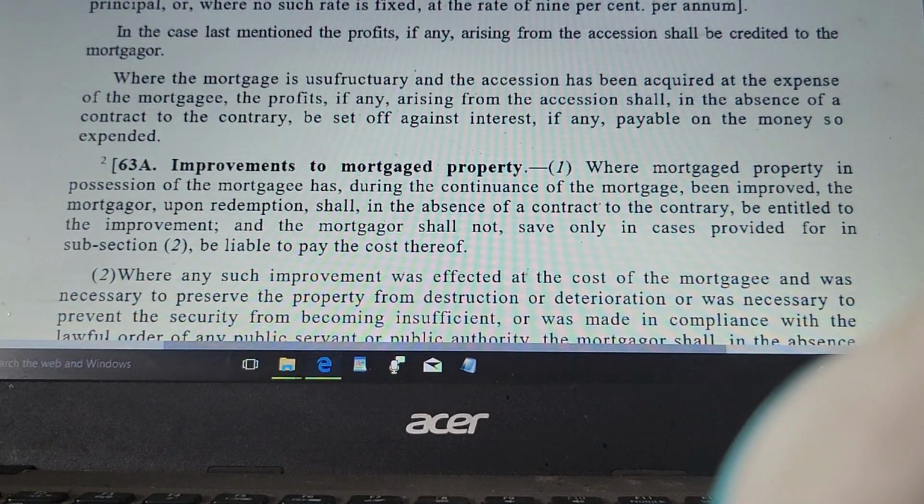63A, improvements to mortgage property. Where mortgage property in possession of the mortgagee has, during the continuance of the mortgage, been improved, the mortgagor upon redemption shall, in the absence of a contract to the contrary, be entitled to the improvement, and the mortgagor shall not, save only in cases provided for in subsection 2, be liable to pay the cost thereof.